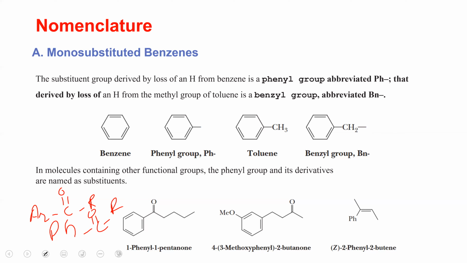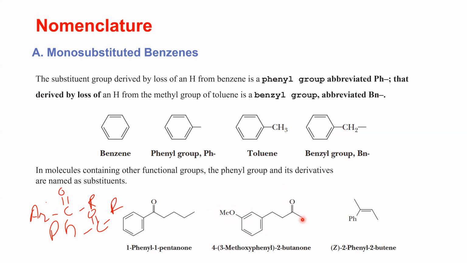The second example has a methoxy on this aromatic ring, and there is a four-member aliphatic chain with a carbonyl. You can see this is again a ketone, but now the aromatic ring has a substitution. So how will we name that one? Because we are using the aromatic ring as a prefix, we also have to mention that it is not a simple benzene ring. It has some substitution.